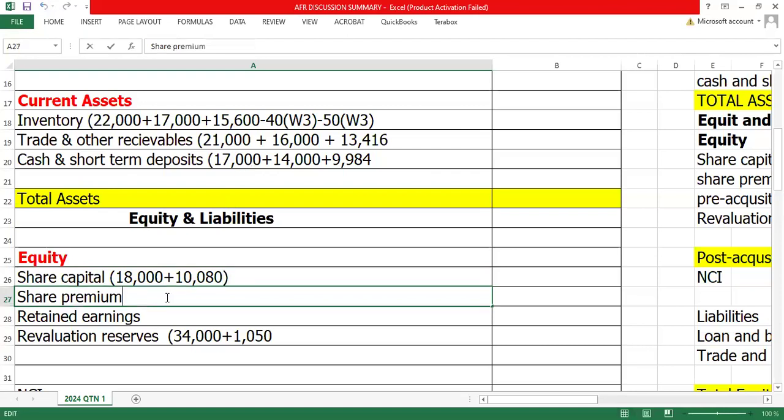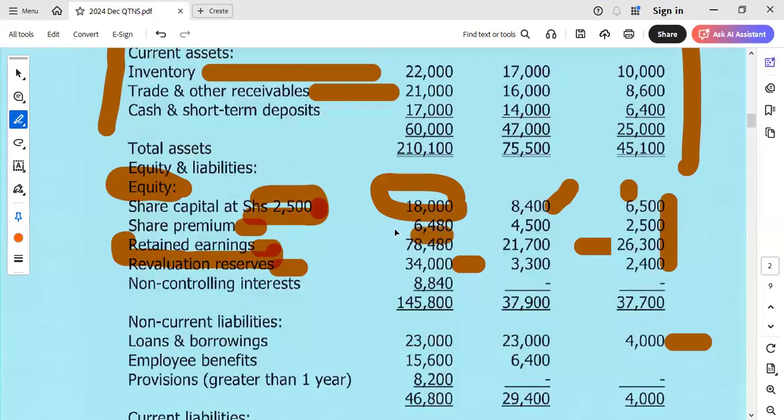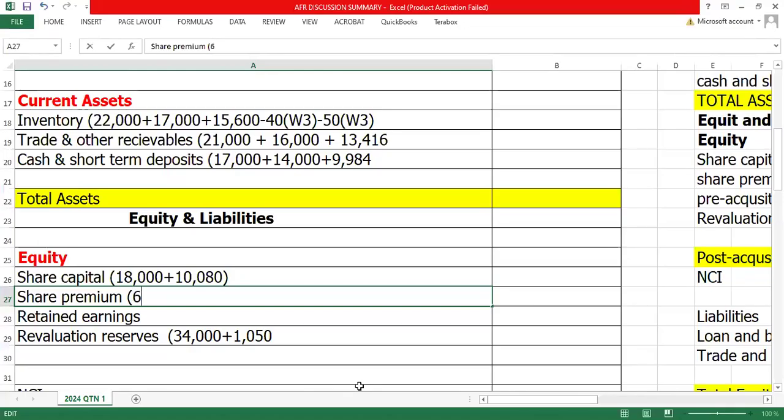Then the premium, you do the same. The premium of the parent was what? Share premium, we have this, 6,480. Then plus, do you have share premium from your workings? Yes. How much? 2822.